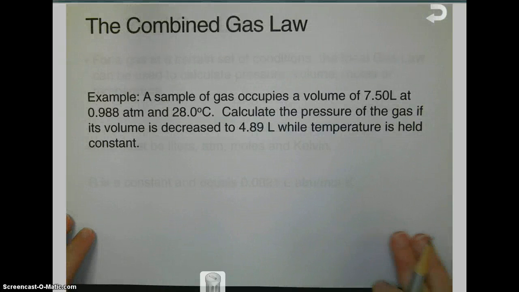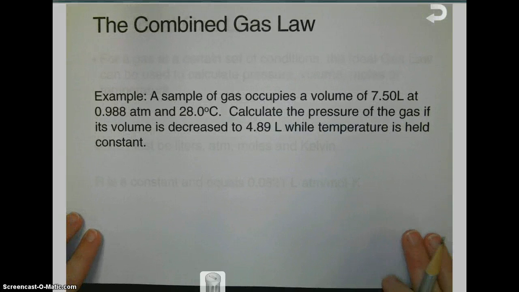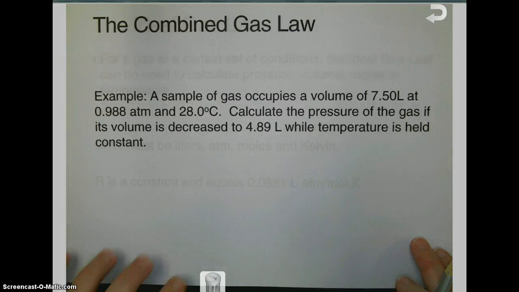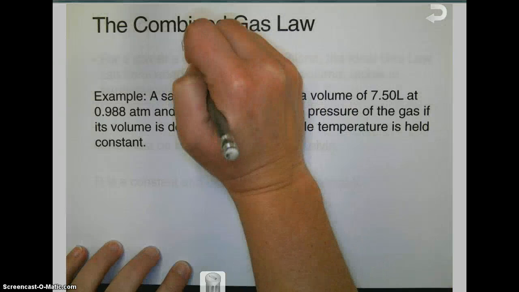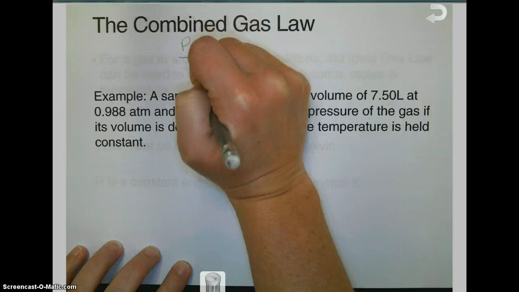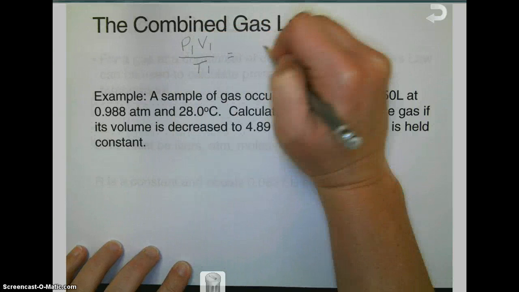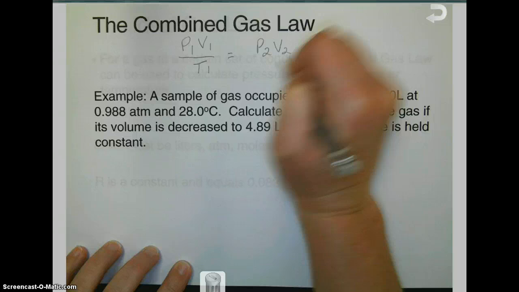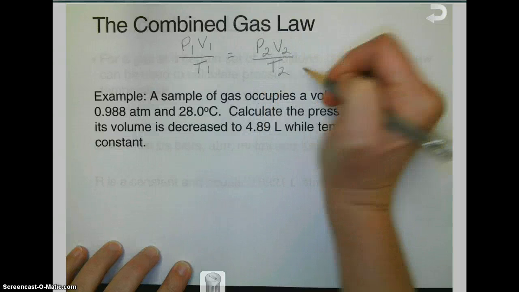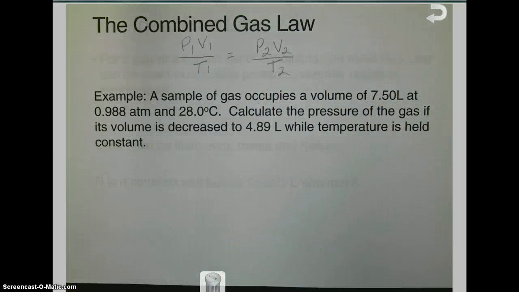So we can put these all together in what's called the combined gas law. And the way we look at the combined gas law is this. P1 V1 over T1 equals P2 V2 over T2. So basically, this is how we're going to look at when we change one of our variables, how does it affect the other variables.